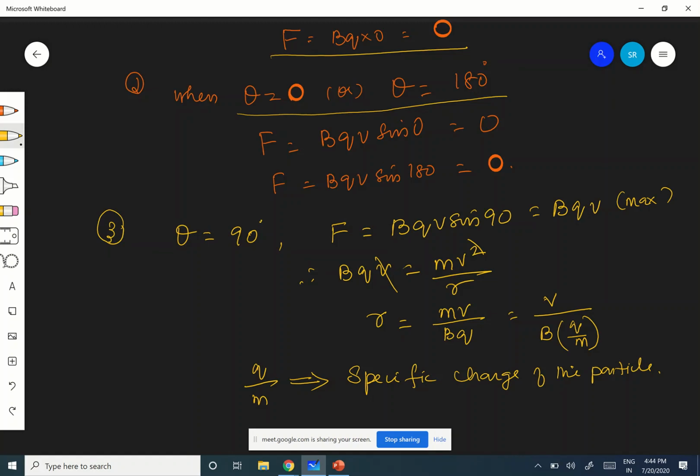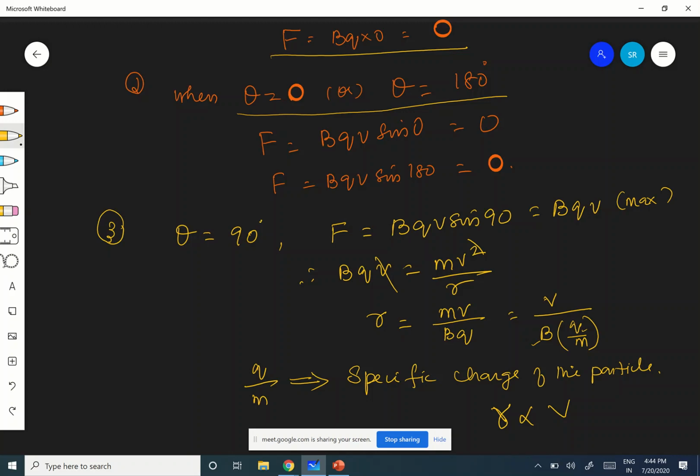Now with this, m is a constant, B is a constant, q is a constant, therefore I can say that R is proportional to V. Are you following? Why? All these things are constant only. Therefore, you can say BQ by M is a constant for a given magnetic field and a given charge. Therefore, R is proportional to V.